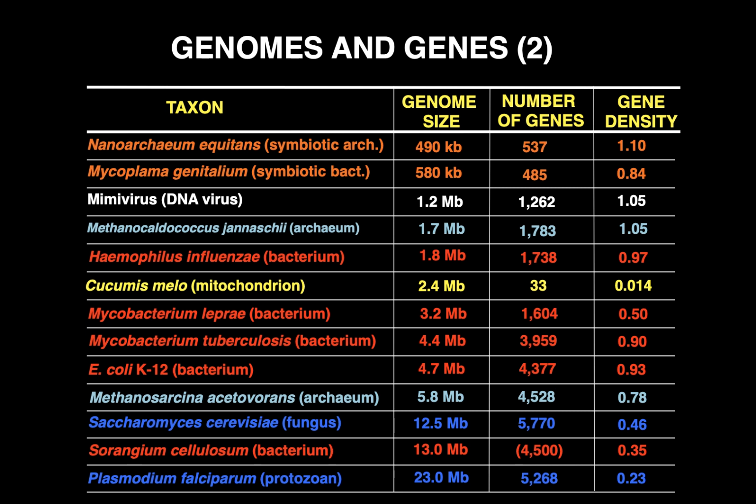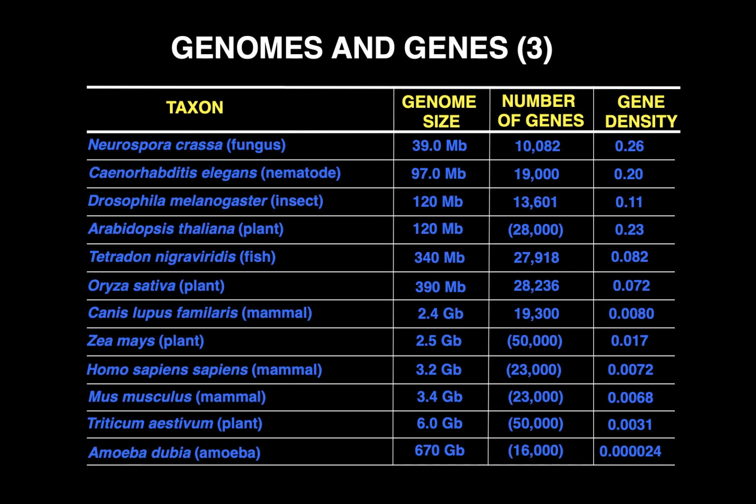By the way, the color coding on this is that the orange are symbiotic bacteria, the white again are viruses, light blue are archaea, red are bacteria, and then the medium blue, those are eukaryotes. Working up into all eukaryotes, including fungi, nematodes, insects, plants, etc., and Homo sapiens is down there too. You see the genome sizes here are getting quite large, including the amoeba, which has a 670 gigabase, or billions of base pair genome, and about 16,000 genes.